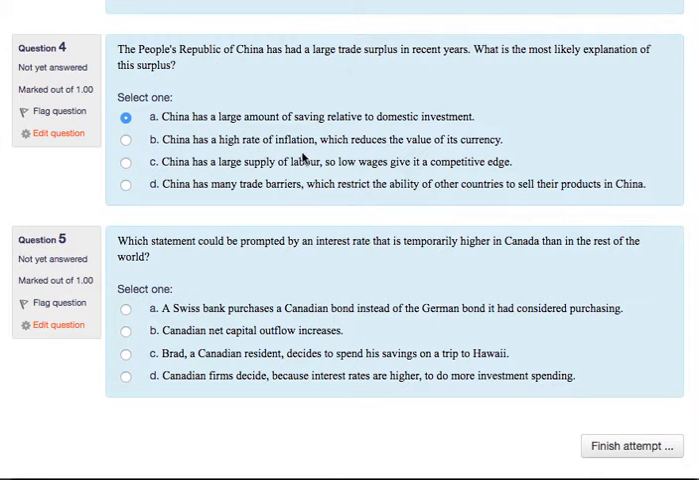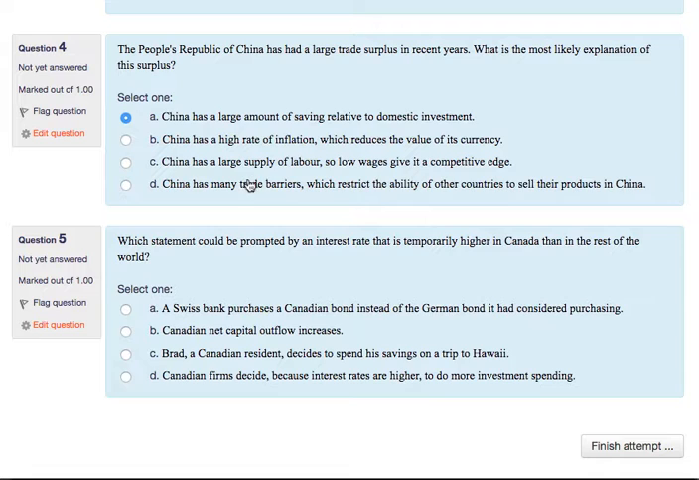China has a high rate of inflation, which reduces the value of its currency. That's true that if you have a high rate of inflation, this could reduce the value of a currency, but this is not linked to a trade surplus, because as your goods become more expensive and your currency becomes cheaper, it kind of balances off. It doesn't make your goods more or less expensive to foreigners necessarily.